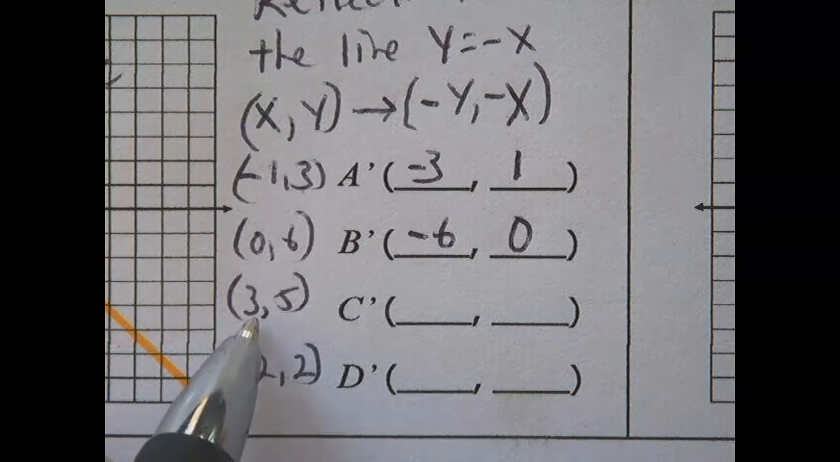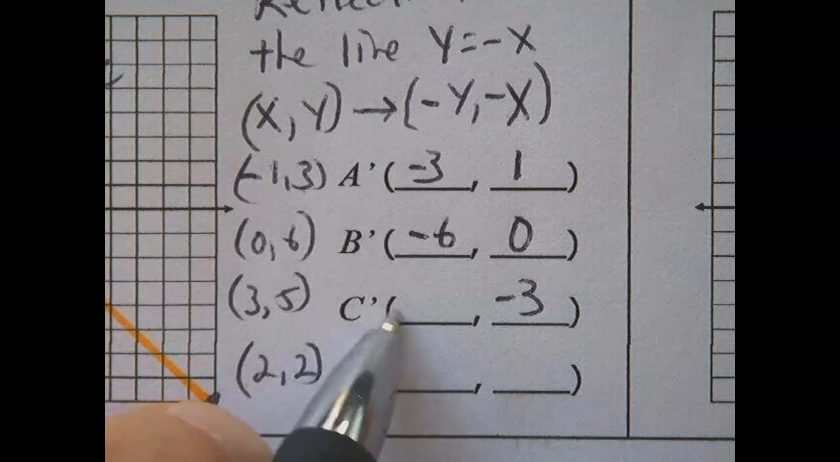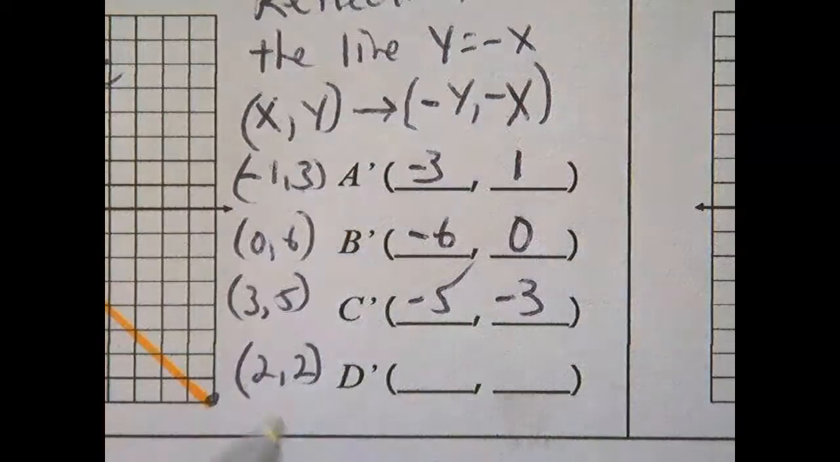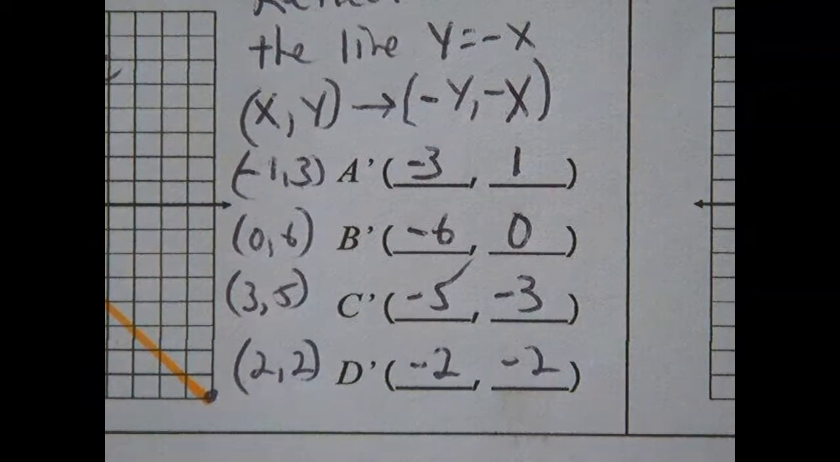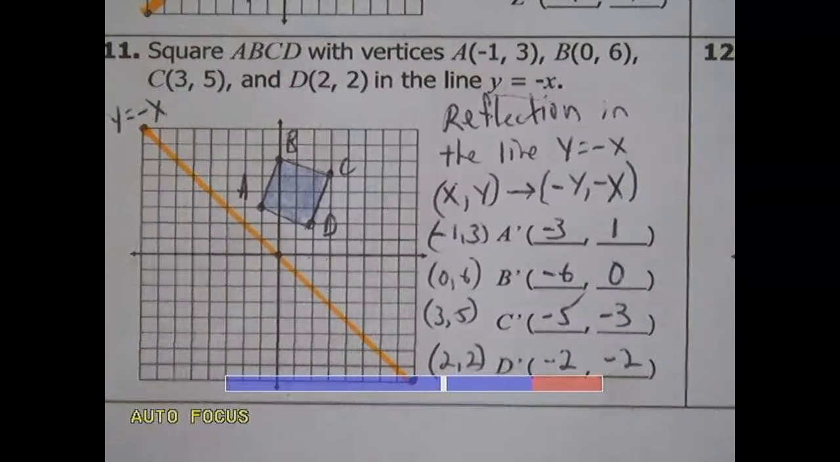The 3 is positive, moves over here and becomes negative. The 5 is positive, moves over here and becomes negative. Then the 2's just both switch and become negative, but you can't really tell that they're switching because they're the same number. All right, there's our points. Let's plot them and see if we get the reflection.